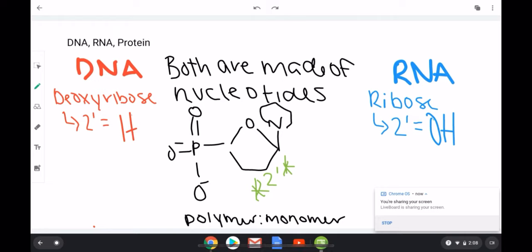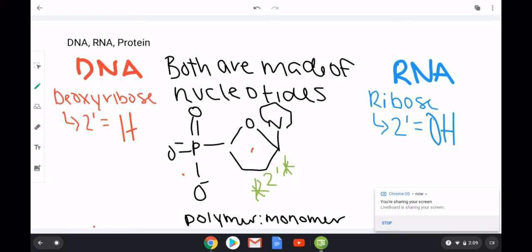Today we are going over the differences between DNA, RNA, and protein. DNA and RNA are both made of nucleotides. The nucleotides consist of a phosphate group, a 5-carbon sugar, and a nitrogenous base. The differences between RNA and DNA are found in the 2' spot on the 5-carbon ring.